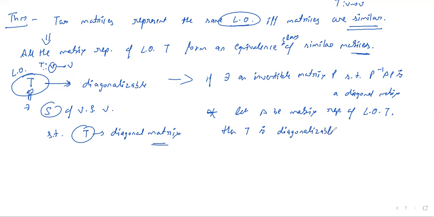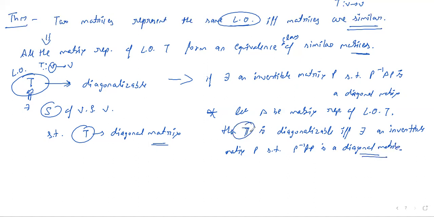Then T is diagonalizable if there exists an invertible matrix P such that P inverse AP is a diagonal matrix. This is the only case when we say that the linear operator T is diagonalizable. That is, T is diagonalizable if and only if its matrix representation can be diagonalized by a similarity transformation.